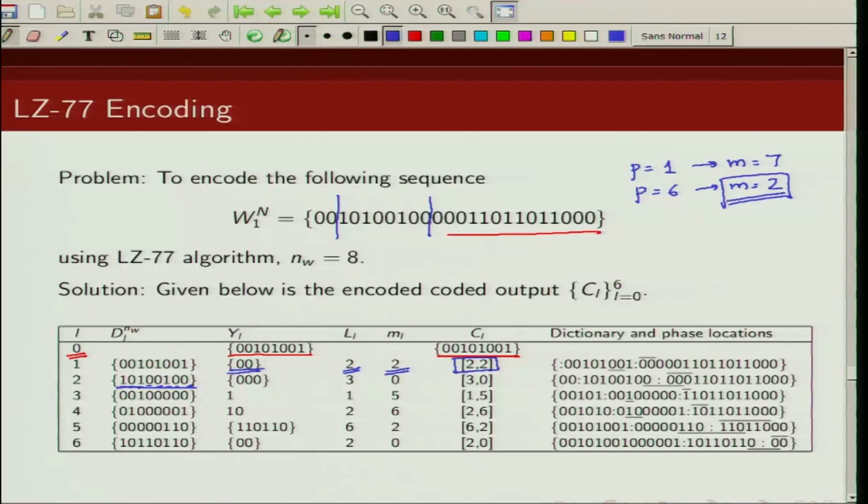Now again follow the same procedure. Start from this location, 0. Is there a match of 0? Yes, there is. Here there is a match, and there are several other matches as well.